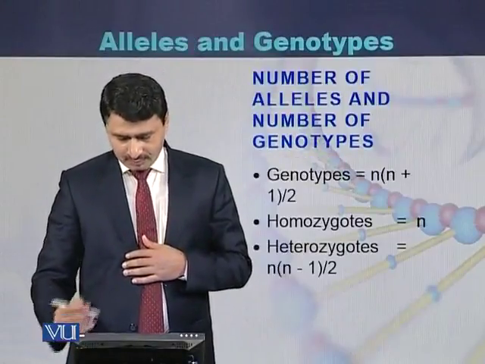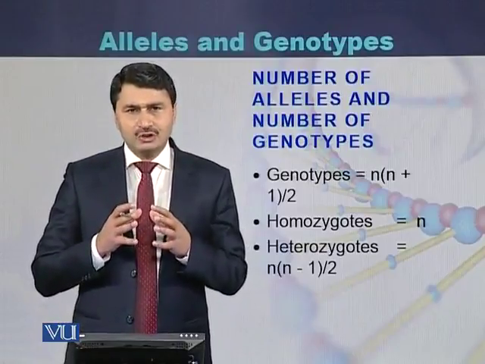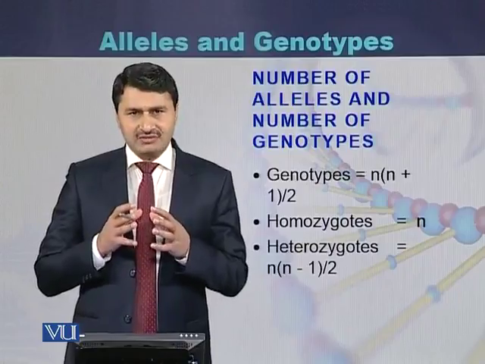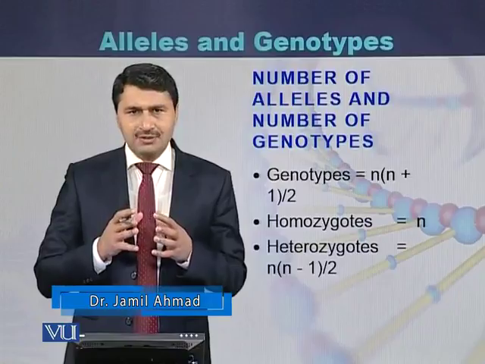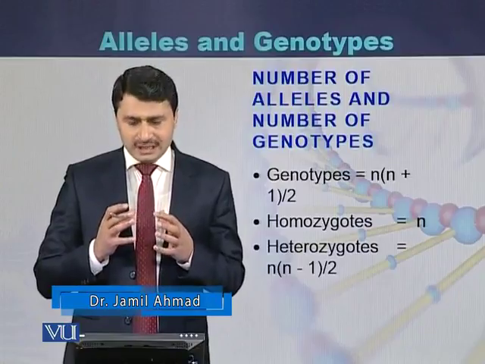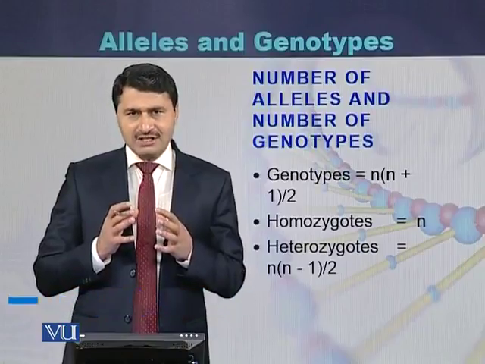Alleles and genotypes. Based on the number of alleles, the number of genotypes can be calculated. There is a formula which is used for the calculation of the genotypes based on the number of alleles. The formula is n into n plus 1 divided by 2.